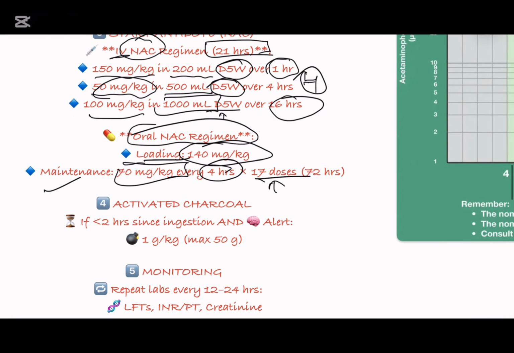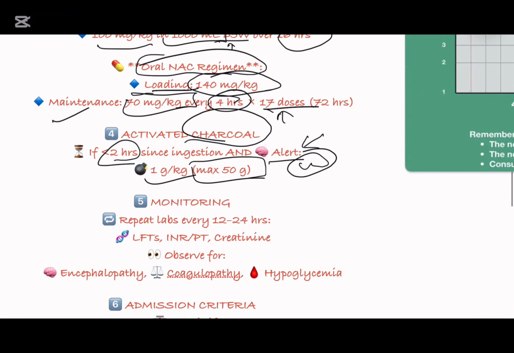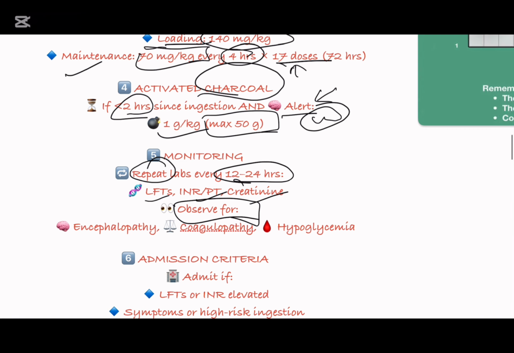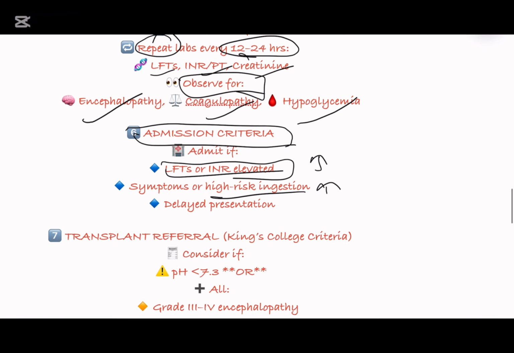We can give activated charcoal if it is within 2 hours and if the patient is alert and cooperative. The dose is 1 gram per kg, maximum 50 grams. And we should repeat the labs every 12 hours: LFT, INR, creatinine and so on. We should check for signs of encephalopathy, coagulopathy or hypoglycemia. Admission criteria: if the LFT and INR are elevated, or symptoms, or high risk of ingestion and delayed presentation, these are the indications for admission.